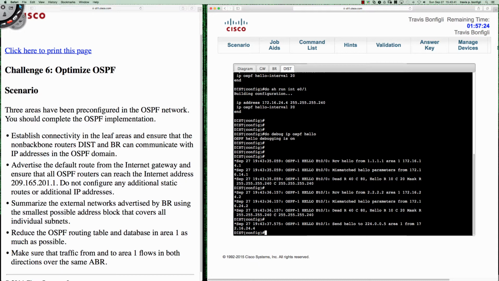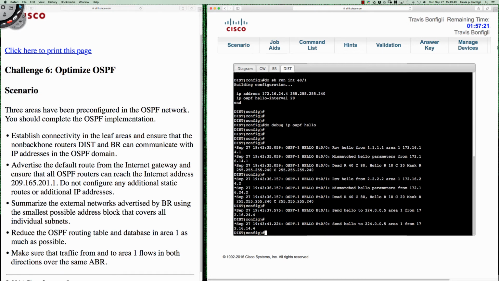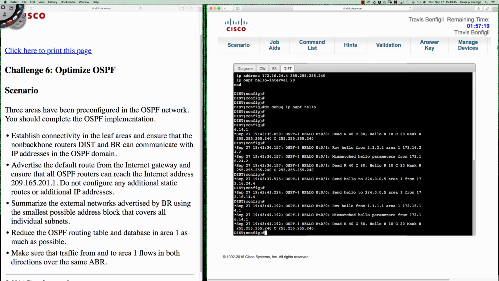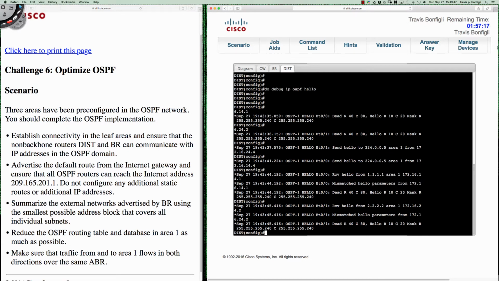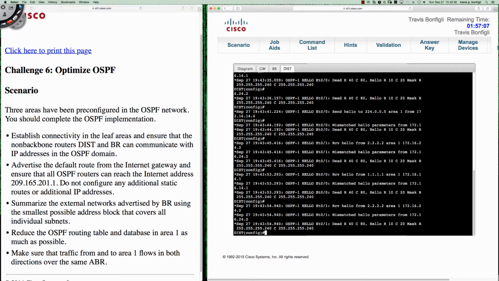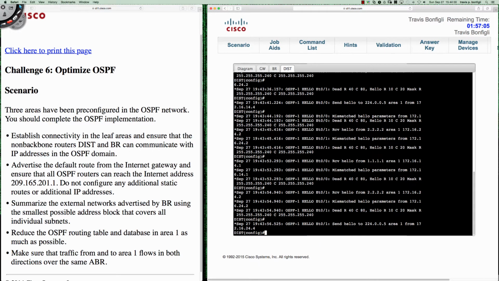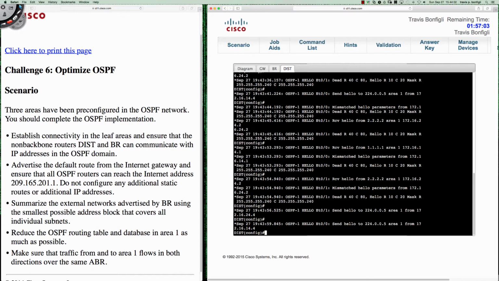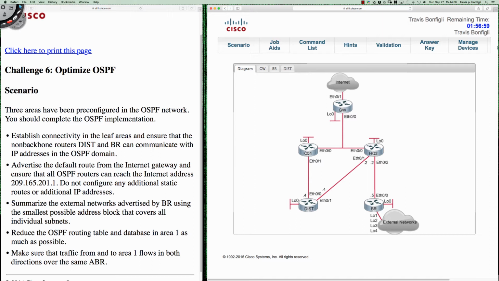And sure enough, you can clearly see here that we're getting a message, mismatched hello parameters from 172.16.24.2 and 172.16.14.1. And so every 10 seconds, we're probably going to get a flurry of messages telling us that the hello packets are mismatched.